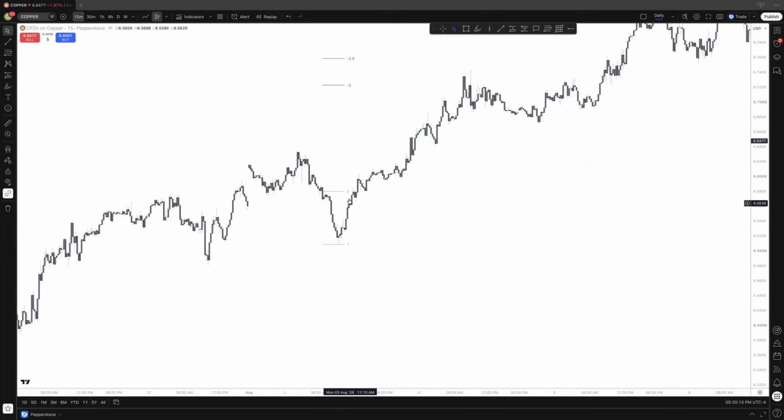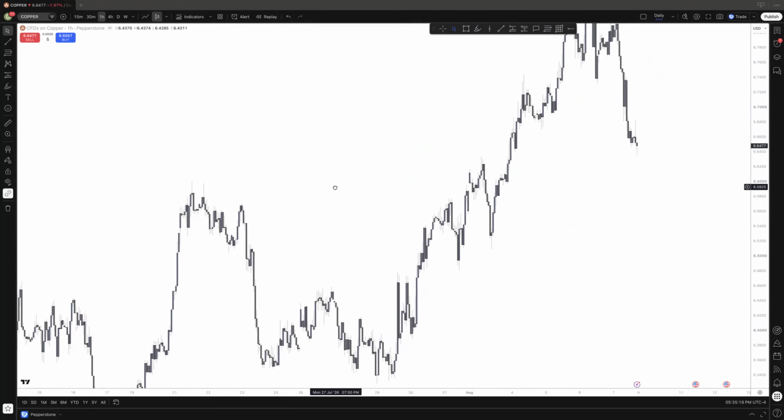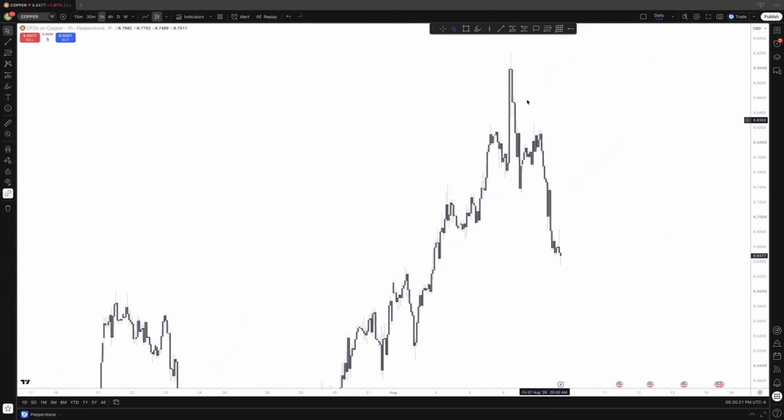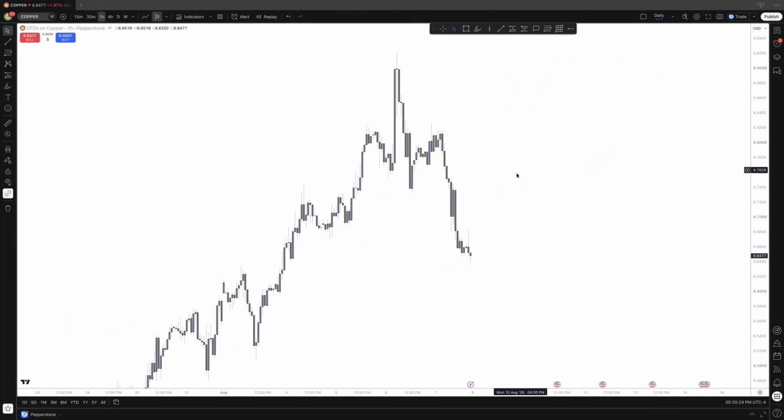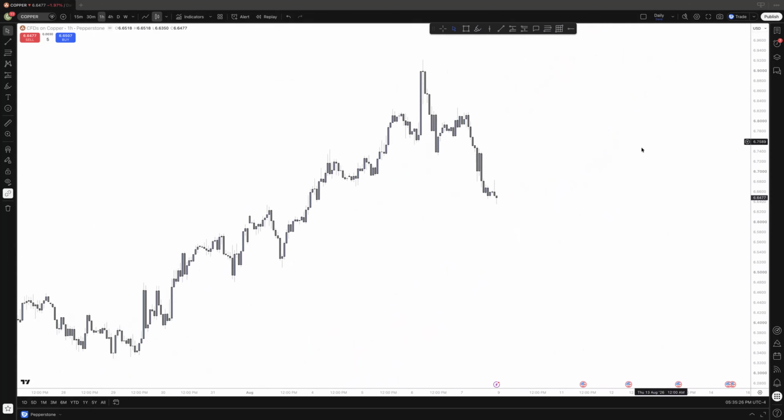So yeah, that would have been the first trade. The second trade on the copper was actually up here. As we were talking about prior, copper likes to go up, down, up, down, up, down, and it likes to trend.